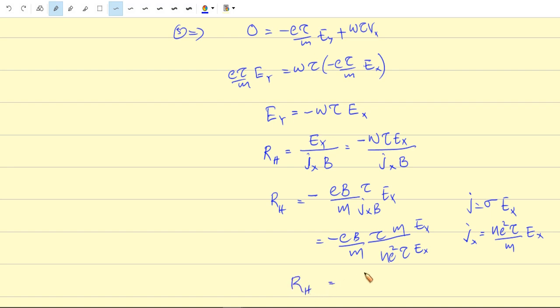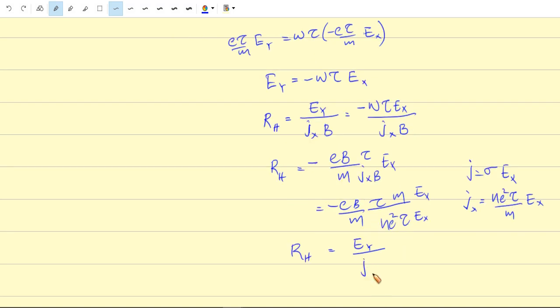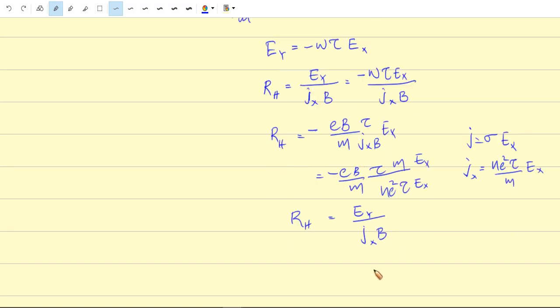So finally what is left is RH is equal to Ey divided by Jx B, where B means Bz. From this expression, RH is equal to eB by m. So this m gets cancelled, e and e square are there, tau gets cancelled, and B also is there, so B and B get cancelled. Therefore this will be equal to 1 by n e. So we have two equations for the Hall coefficient.